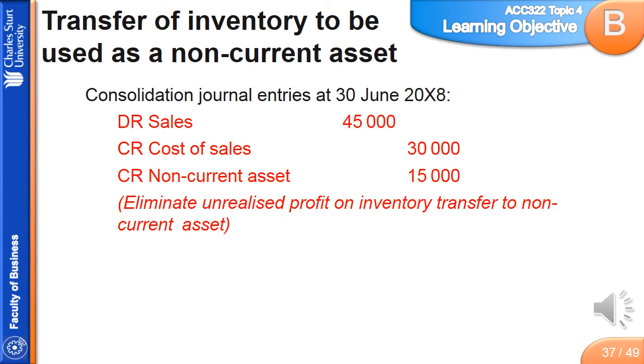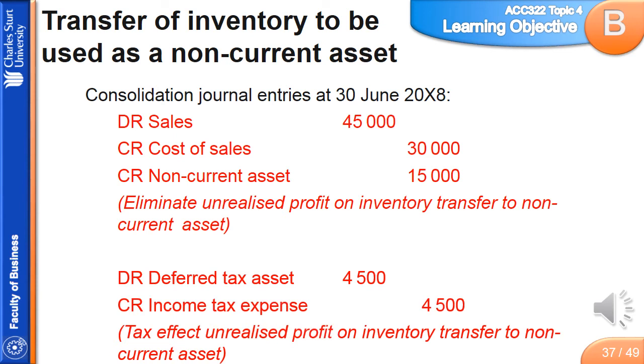So this is quite similar to doing the consolidation entry for a transfer of inventory. The only difference between this entry and the inventory entry is that instead of saying inventory, we're saying non-current asset. We're also accounting for the tax effect, same again as inventory, where we're taking the non-current asset credit above and multiplying that by the 30% tax rate, debiting DTA $4,500 and crediting income tax expense $4,500. So that's how you account for the transfer initially.